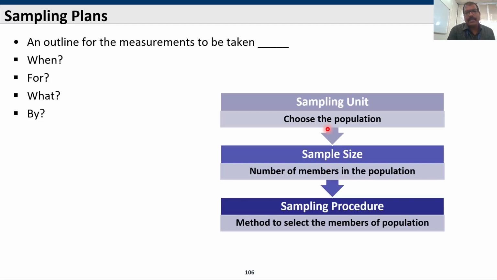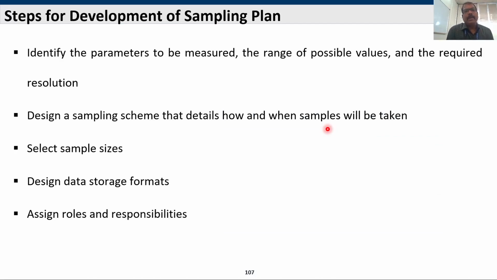Then the sampling plan, in the sense you will be having different sampling plans. It is an outline for the measurement to be taken: when we do the measurement, for what and by whom, and how we are choosing that sample, or how we are choosing the population, what is the sample size, what is the sampling procedure. In that category, we have to follow a certain number of procedures for the sampling plan. First, we have to identify the parameters to be measured. What kind of parameter we want to measure, we have to identify. Then the range of possible values we have to set, and the required resolution we have to set.